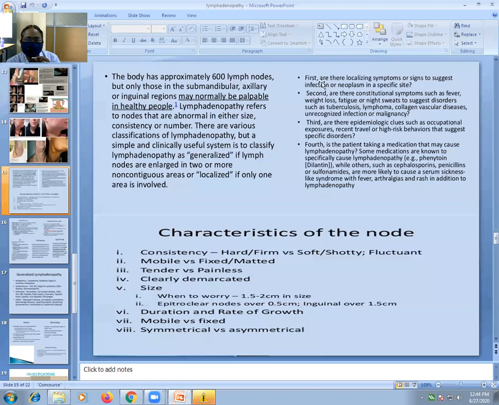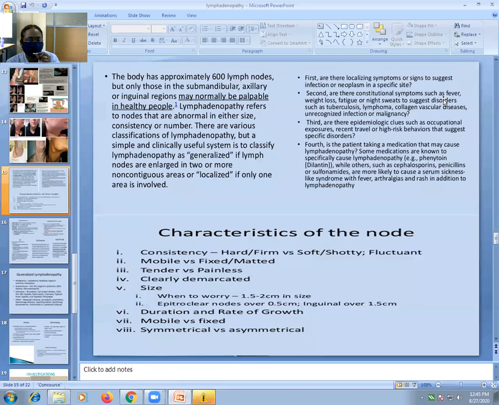So first, are there localizing symptoms or signs to suggest any infection or any neoplasm in a specific site? Second, you have to ask the patient about constitutional symptoms like fever, weight loss, fatigue, night sweats, etc. It means you have to rule out the various causes of lymph node enlargement, and you have to ask the questions according to that.